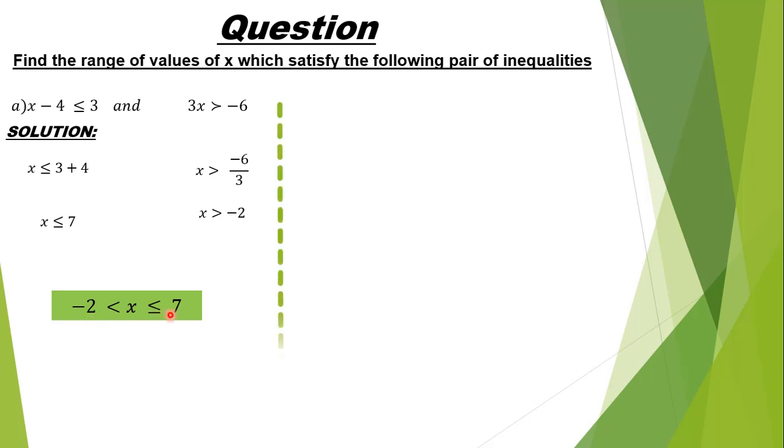The second part of the question, students, is a different pair of inequalities. 2x plus 5 is less than 15 and 3x minus 2 is greater than 6. So let us first solve the first part. We will take 5 to the right hand side. 15 minus 5 will give you 10. Divide both sides by 2. You will get x is less than 5.